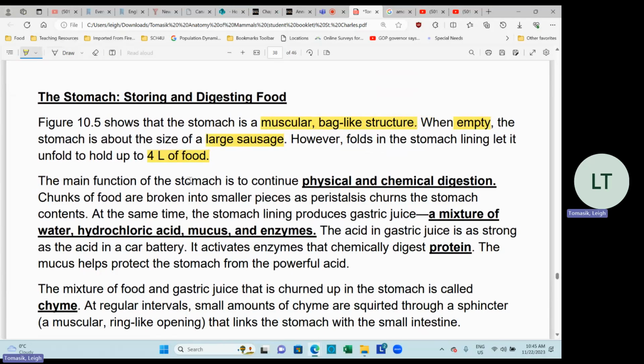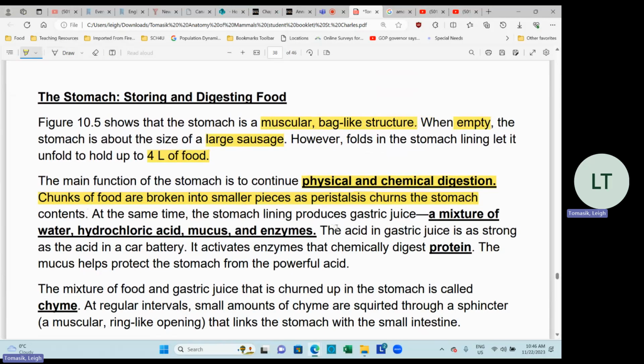Okay. So the main function of the stomach is to continue physical and chemical digestion. It does both. Okay. So physical digestion, the chunks of food are broken into smaller pieces as peristalsis, the wave of muscle, churns the stomach, right? So your stomach squishes the food, and that's physical digestion, right?